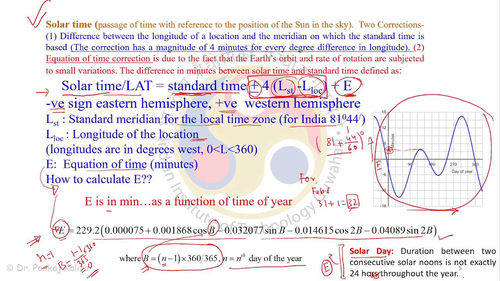And this E is a function of which day of the year we are talking about. So again it's a function of n. Based on n you can calculate this B parameter, and we can put this B parameter into the equation of time correction factor, and add it to the standard time to get our solar time. I hope the significance of each term is clear, and this formula you need to remember for how to calculate the solar time. Okay, solar time, this formula is important.